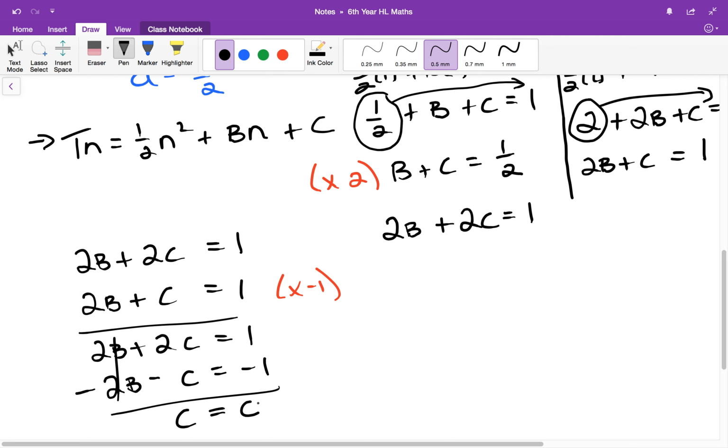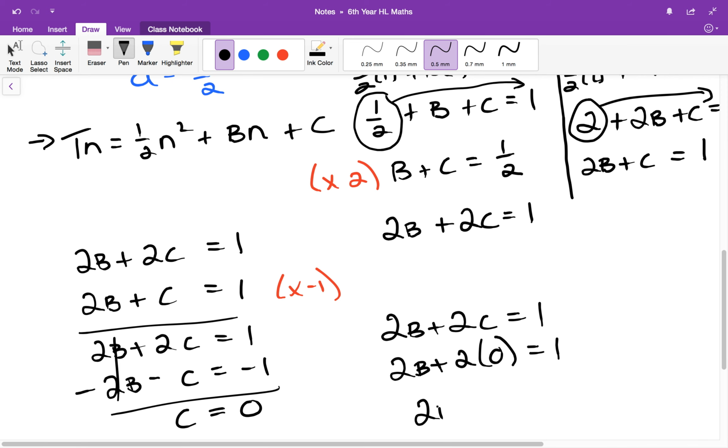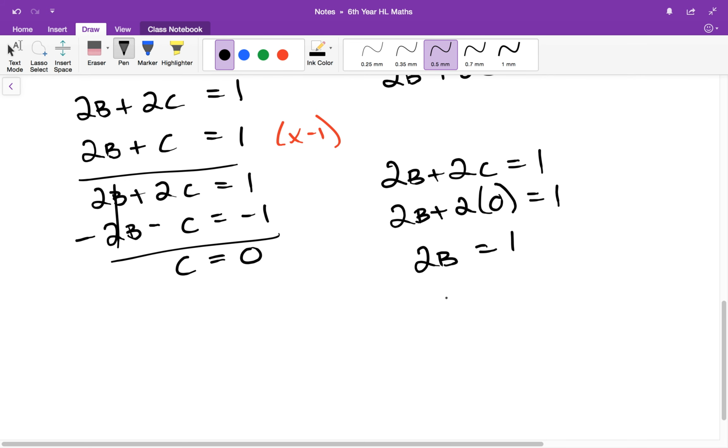So that's c equals 0. Sub that back into the first one, so 2b plus 2c equals 1 becomes 2b plus 2 times 0 equals 1. So that's 2b equals 1. So b is a half.